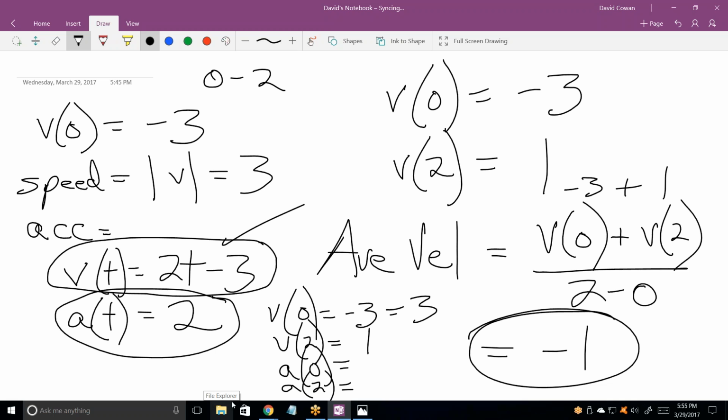What's the acceleration at the beginning of the interval when time is 0? That would be negative 3. This is our acceleration function right here. 2. Okay? So it would be 2 regardless. Both places. Correct. So the answer to the question is the speed at the beginning of the interval is 3. The acceleration is 2. The speed at the end of the interval is 1. The acceleration is still 2. Correct. Okay.